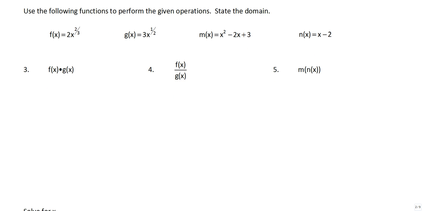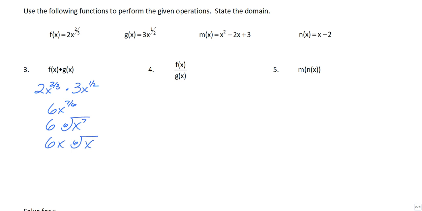Performing operations. f of x times g of x is just a simple multiplication. So we have 2x to the 2/3 times 3x to the 1/2. So back in the day, whenever we multiplied, you still multiply the numbers. But when you have variables with exponents, you add them. So 2/3 plus 1/2 is going to be 7/6. So this is the 6th root of x to the 7th. And then you have to simplify a radical. 6 does go into 7 once with a remainder of 1. So we simplify this to 6x times the 6th root of x.